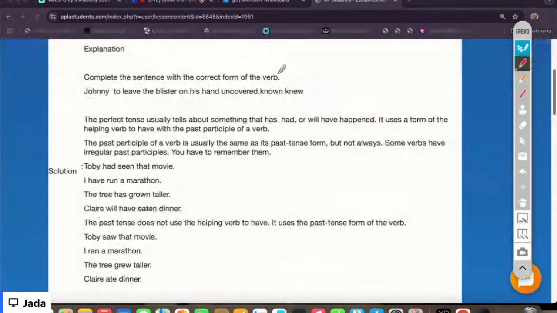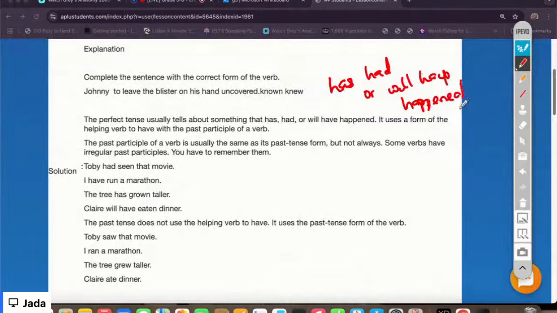Alright, so we'll start now. The perfect tense usually tells about something that has happened or will have happened. It uses a form of the helping verb to have with the past participle of a verb. The past participle of a verb is usually the same as its past tense form, but not always. So basically it's the same, but sometimes it changes. Some verbs have irregular past participles, you have to remember them.